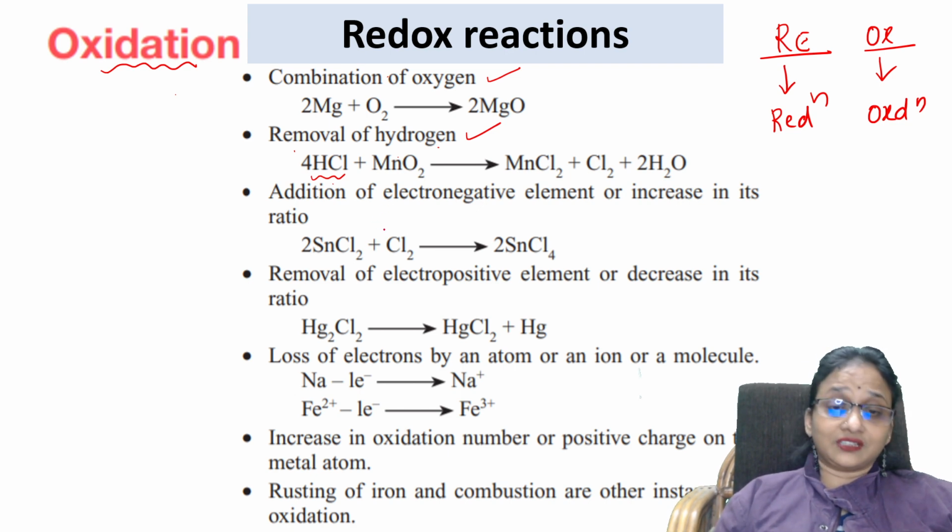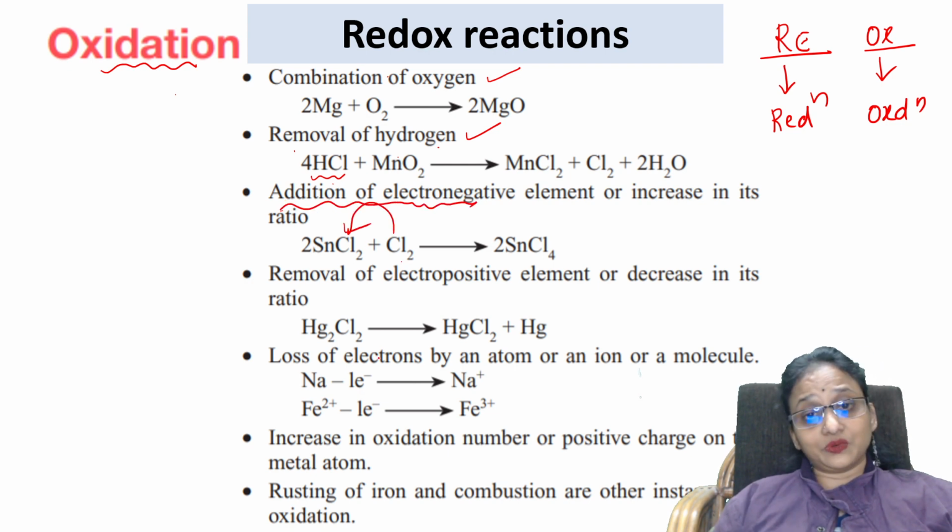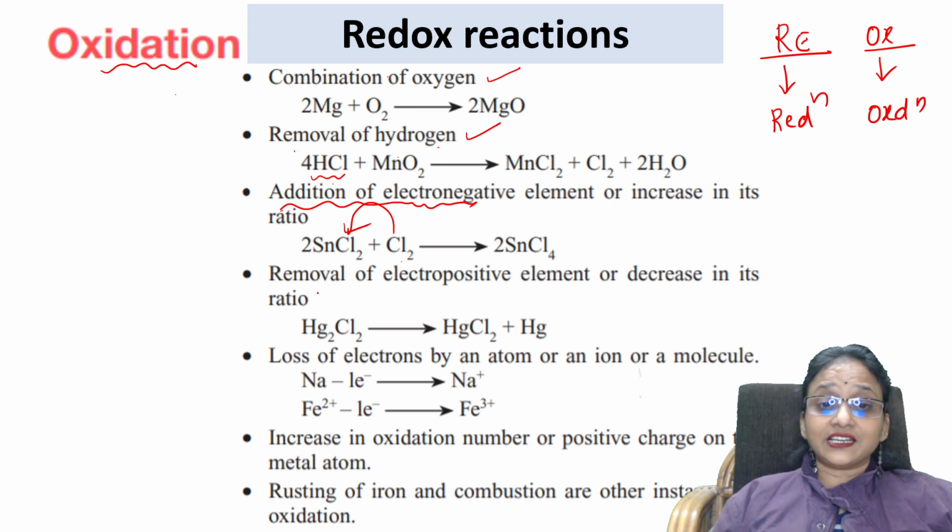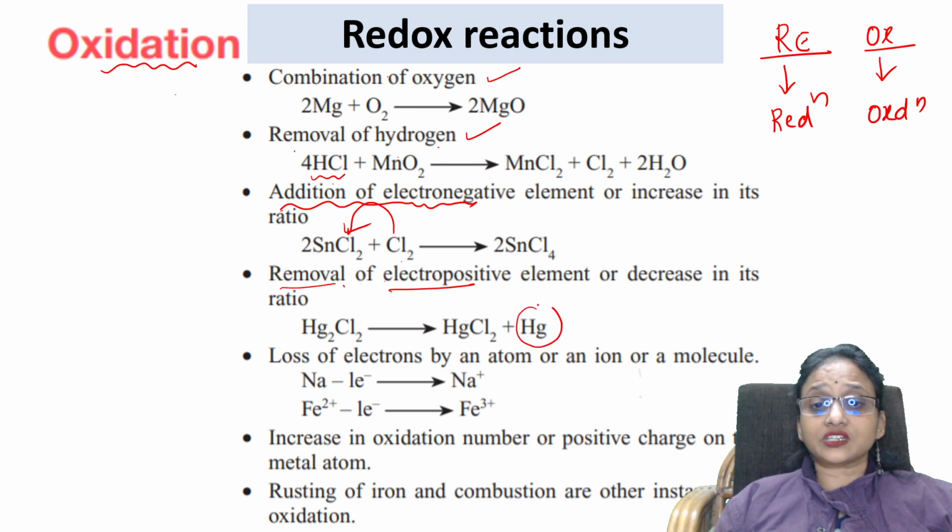Second concept, or the third concept, addition of electronegative atom. You are adding an electronegative atom to a particular compound. Next, removal of electropositive element. So addition of electronegative atom and removal of electropositive element. So what are we doing? We are removing an electropositive element out. That is also oxidation.